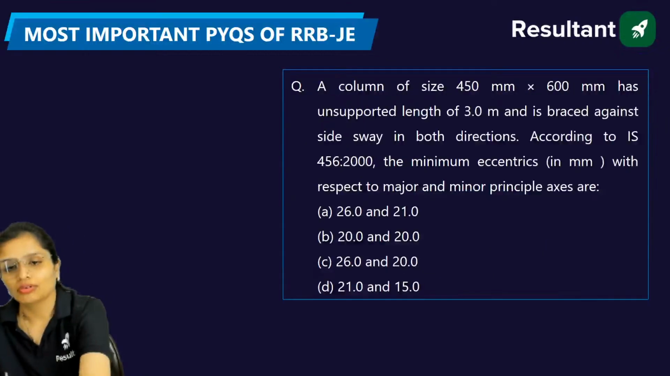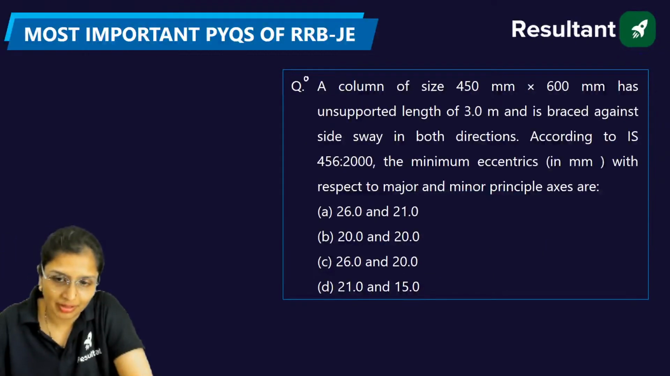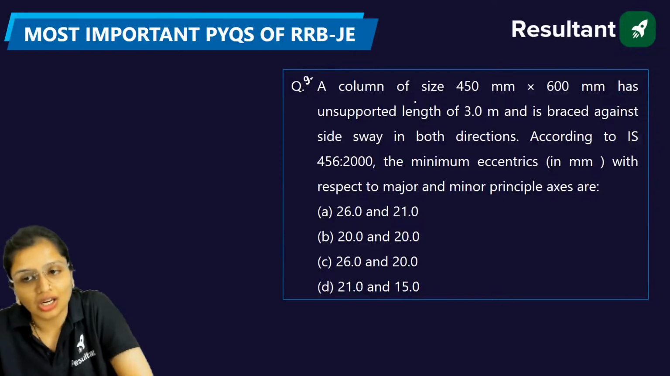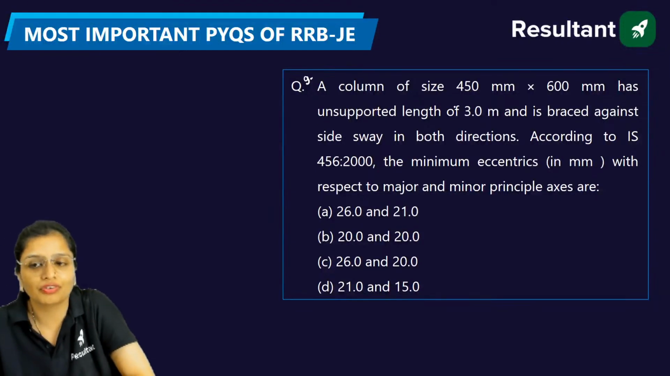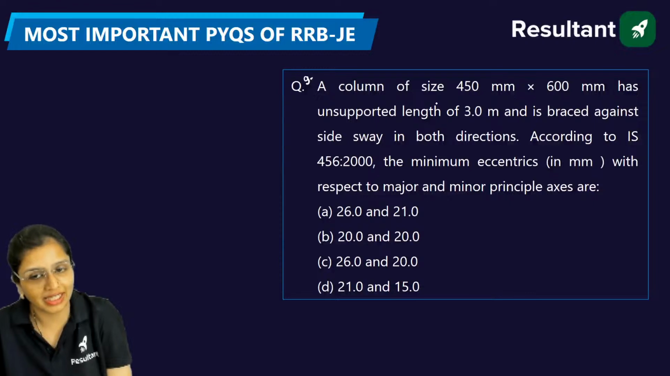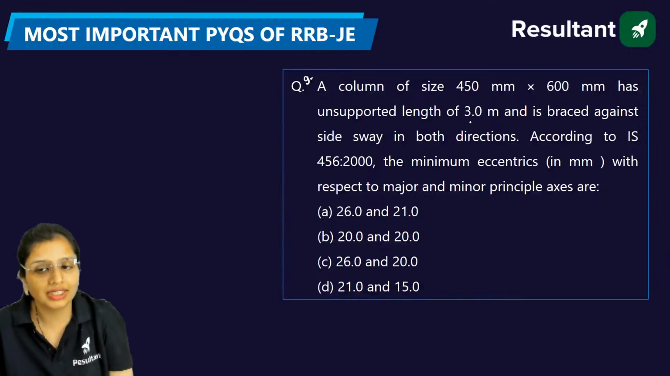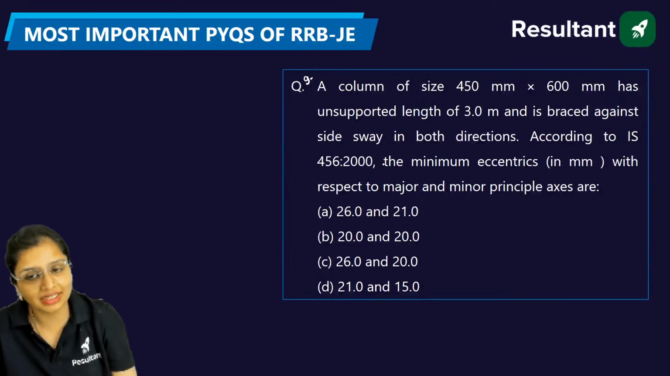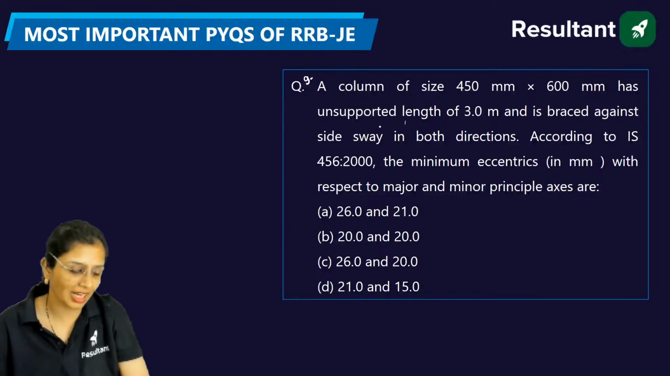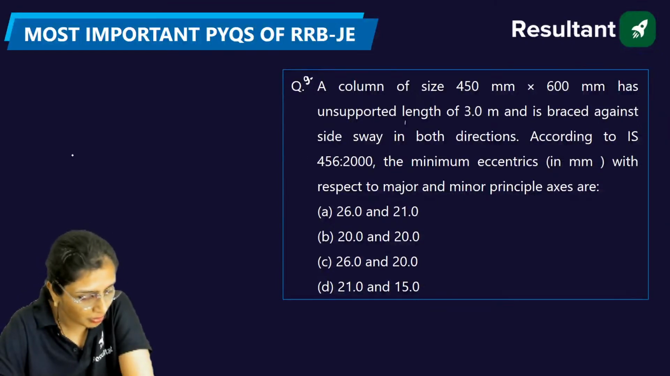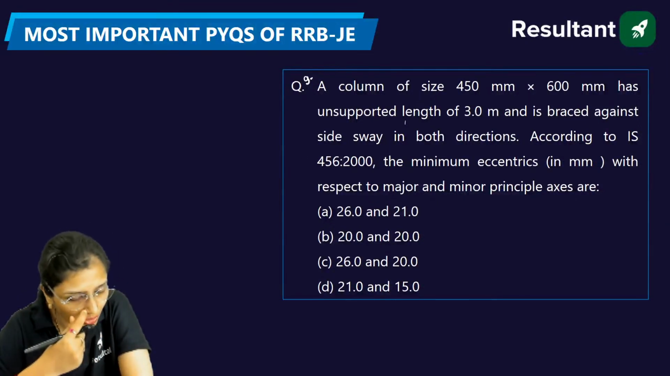Now question number 9, a calculative question. A column is given whose size is 450 mm into 600 mm, that means a rectangular column. Unsupported length is 3 meters and it is braced sideways in both directions. Now you have to calculate the minimum eccentricity with respect to the major and minor principal axis. This is a calculative question which has been asked.